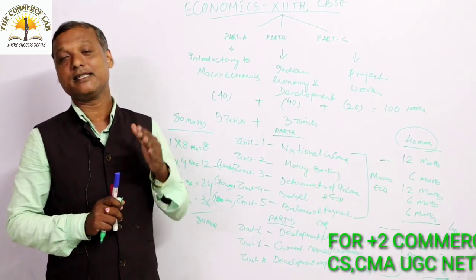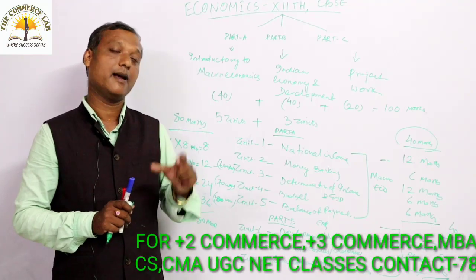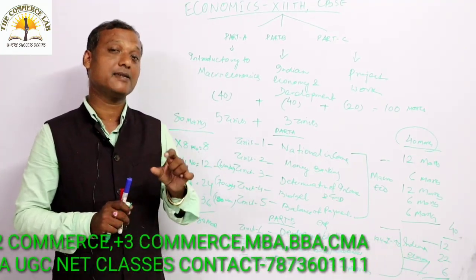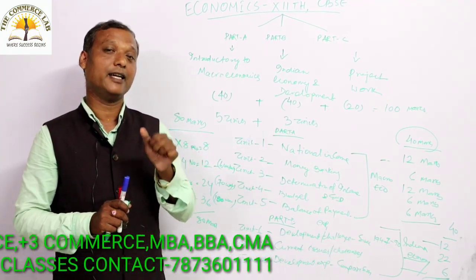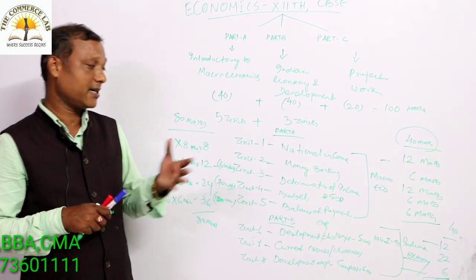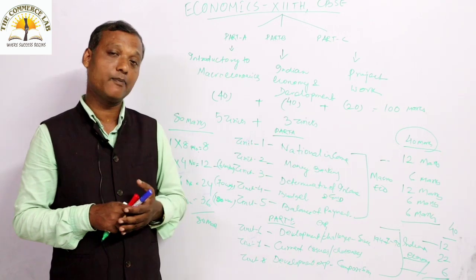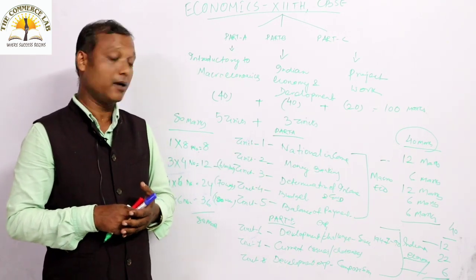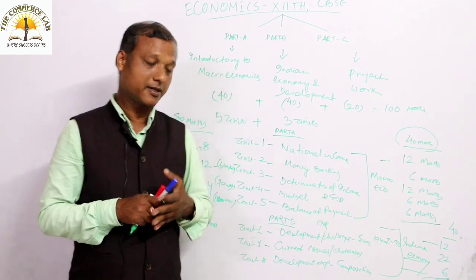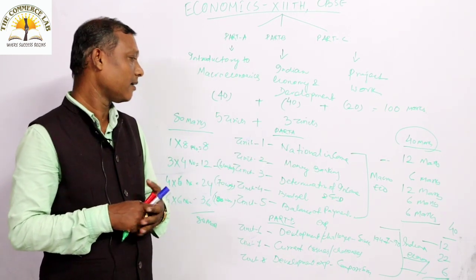So theoretically, GDP is a narrow concept, and GNP is a wider concept. GNP means GDP plus net factor income from abroad is equal to gross national product. We will study GDP, GNP, private income, personal income, disposable income, and all these things.